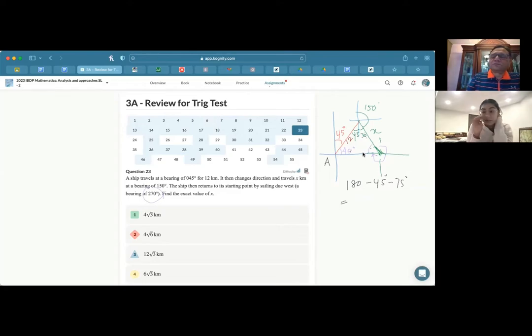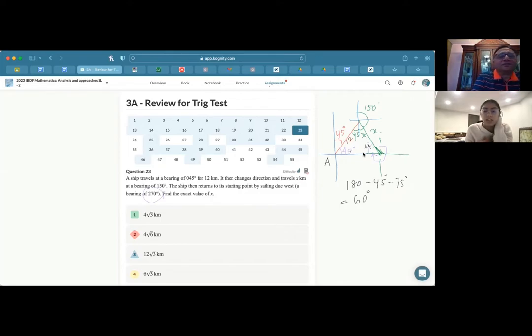You get 60. So this angle is 60 degrees, correct? Now you can apply the sine law. Get the idea? Yeah, because then you can go sine 45 over x equals sine 60 over 45, and then you just go from there. Okay, easy. That's what I was missing.